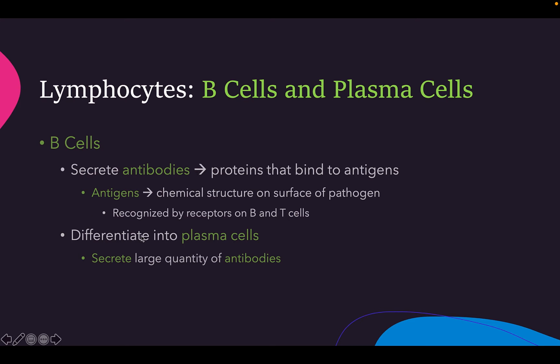These B cells can differentiate into plasma cells, which secrete a ton of antibodies. We'll get to more about that in a little bit, but just understand that B cells are what help generate antibodies to fight off pathogens containing antigens.